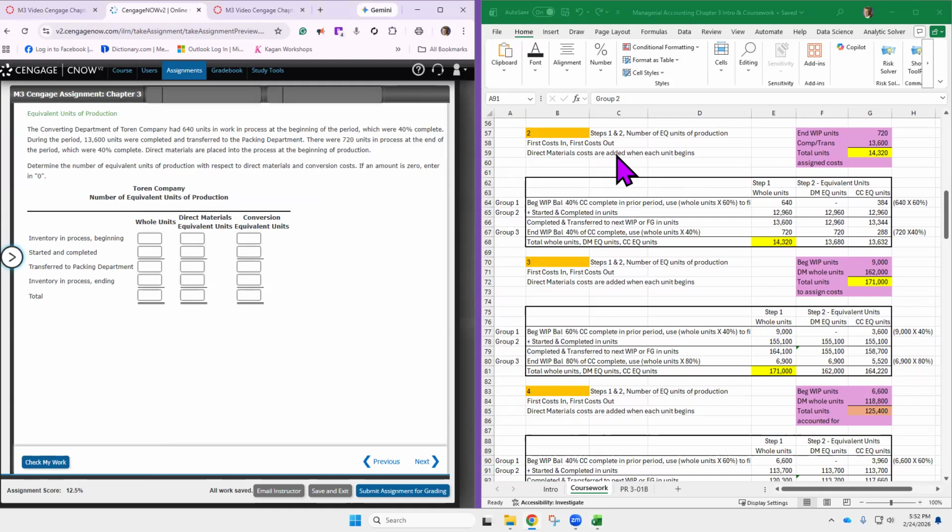Direct material costs are added when each unit begins. So when you see beginning and ending WIP that are only a certain percentage complete, it means that those items are not complete with their conversion costs. They are complete with their direct materials costs. So be careful. All right, so work in process: there are 640 units in work in process.